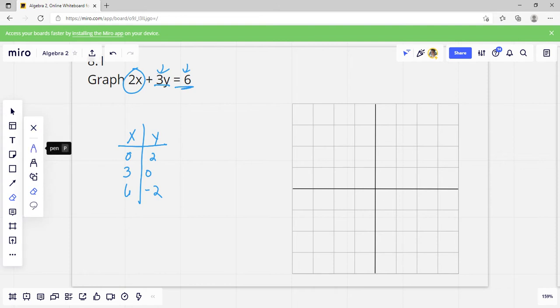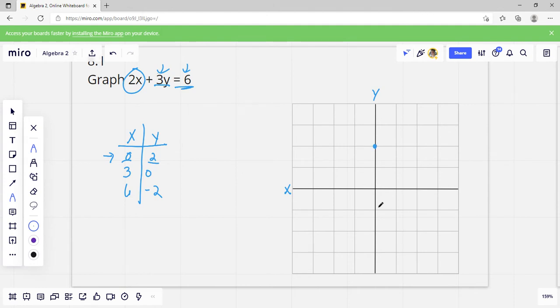But that's enough for me to graph. Really, I only need 2 points. So now I'm going to graph this. This is my x axis, this is my y axis. I need my x to be 0 and my y to be 2. So on my x, I'm going to have 0, that's in the center, right? And my y is 2, that means I go up 2. So my first point is 0, 2.